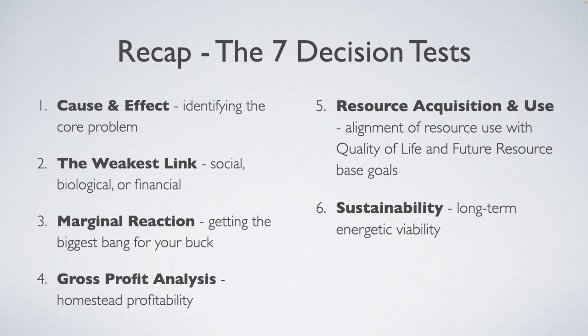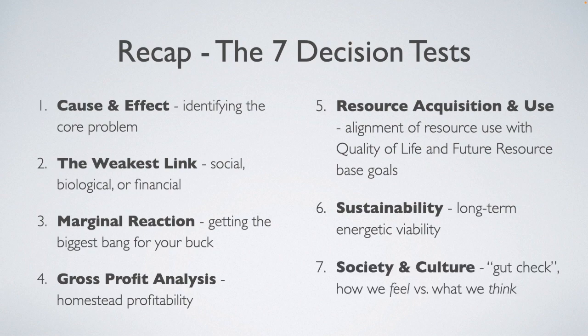And finally, we have the society and culture gut check test, which asks us primarily how we feel versus what we think. This test is always performed last because it is informed by the mental and emotional picture of all the other tests that preceded it. We want to honor those gut feelings and investigate them with a clear and methodical process. This is the melding of emotional and mental decision-making pathways.